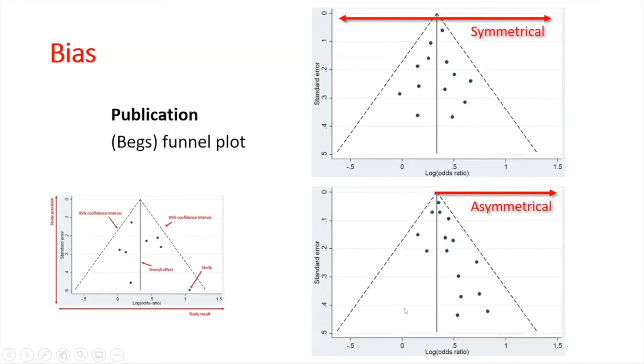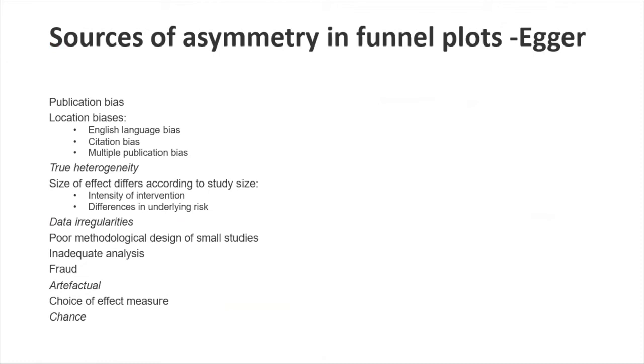But asymmetry in a funnel plot is not entirely due to publication bias. There can be many other causes of bias, and Egger has quoted these. You can have location biases, true heterogeneity, differing sizes due to study size, data irregularities, poor methods of studying small disease, inadequate analysis, even fraud, and choice of effect measure. And I'll give you one other.